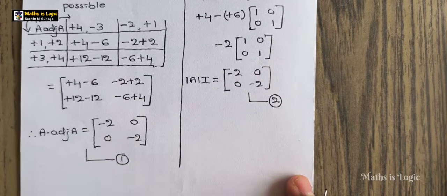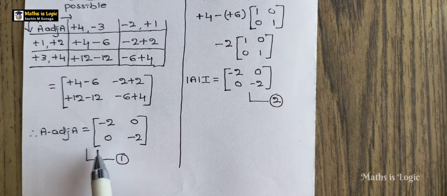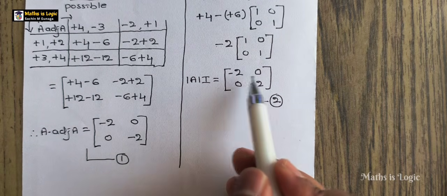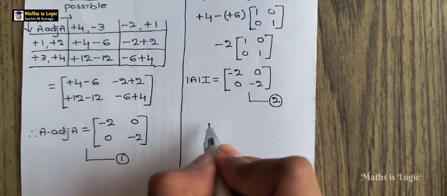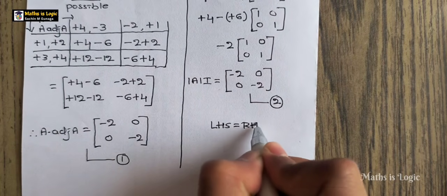Now you can check. The first equation answer is minus 2 0 0 minus 2. Here also minus 2 0 0 minus 2. Therefore, LHS is equal to RHS.